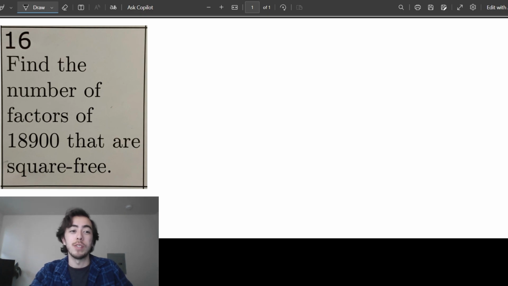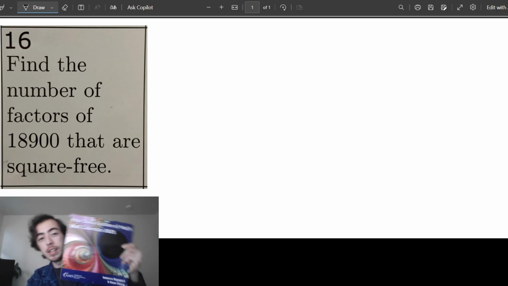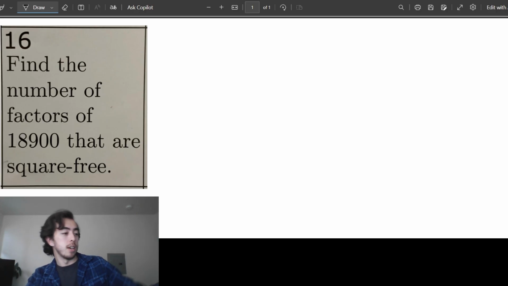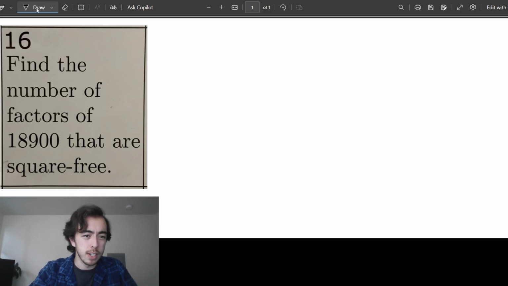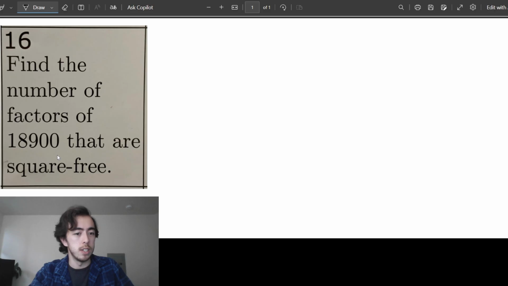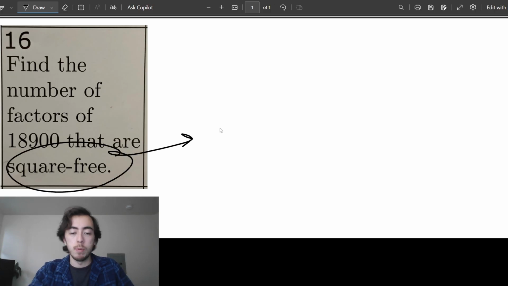Today is October 16th, and we're solving problem 289 from the Daily Epsilon calendar. We should figure out why 16 is the number of factors of 18,900 that are square-free. Just a vocab word real quick: square-free means a number that does not have any square factors.